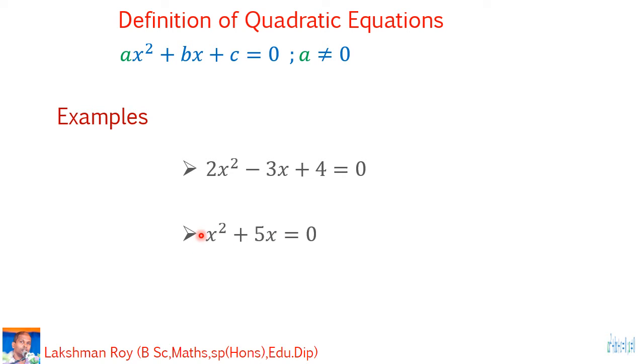See another example, students: x square minus 9 equals 0. Only x square and 9, 2 terms only here. Which term vanished? That is the bx term. Why? The coefficient of x, which is b, is 0 here. So this is another example. These are all quadratic equations.